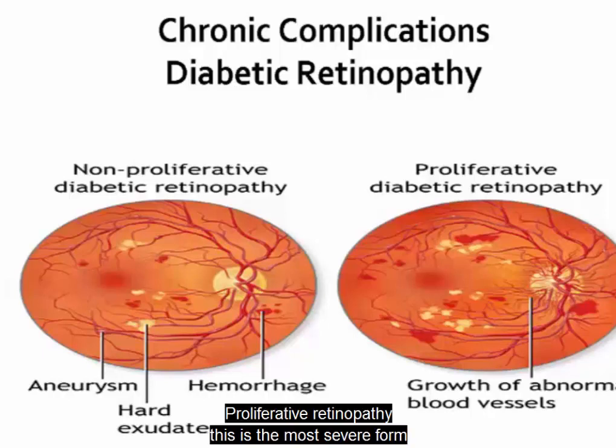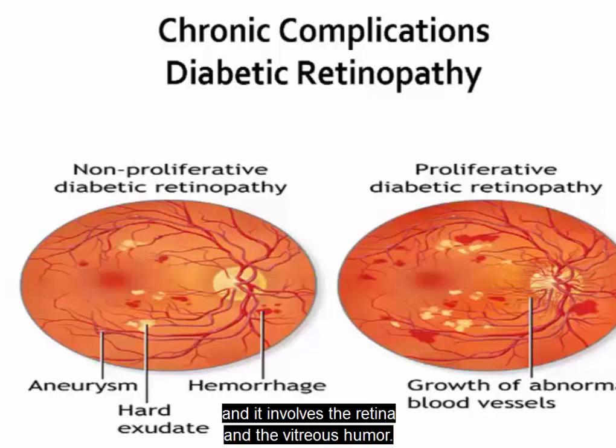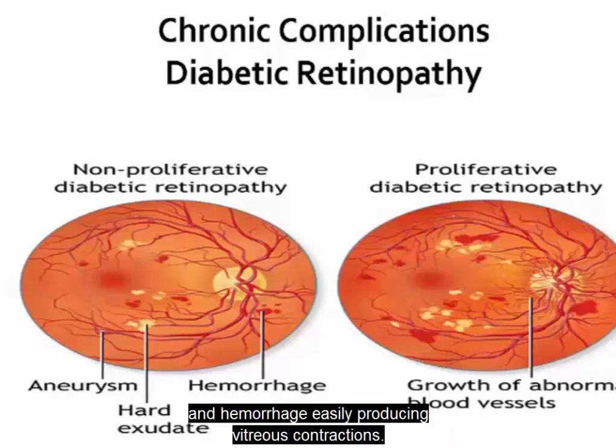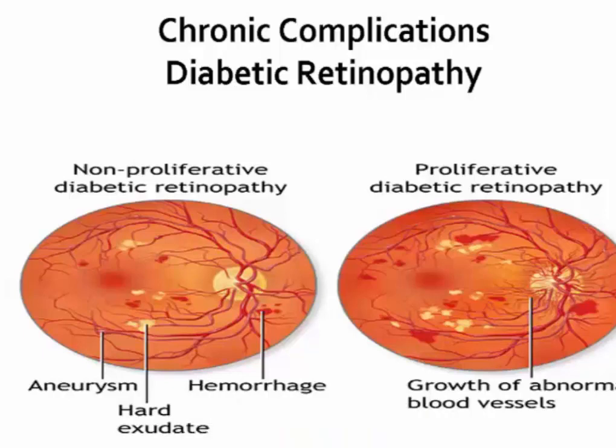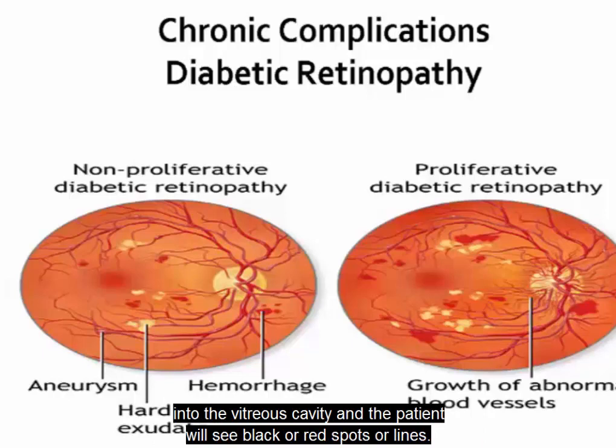Proliferative retinopathy is the most severe form, and it involves the retina and the vitreous humor. When retinal capillaries become occluded, the body compensates by forming new blood vessels to supply the retina with blood. This is a pathological process known as neovascularization, and these new vessels are extremely fragile and hemorrhage easily, producing vitreous contractions. Eventually, light is prevented from reaching the retina as the vessels become torn and bleed into the vitreous cavity, and the patient will see black or red spots or lines.